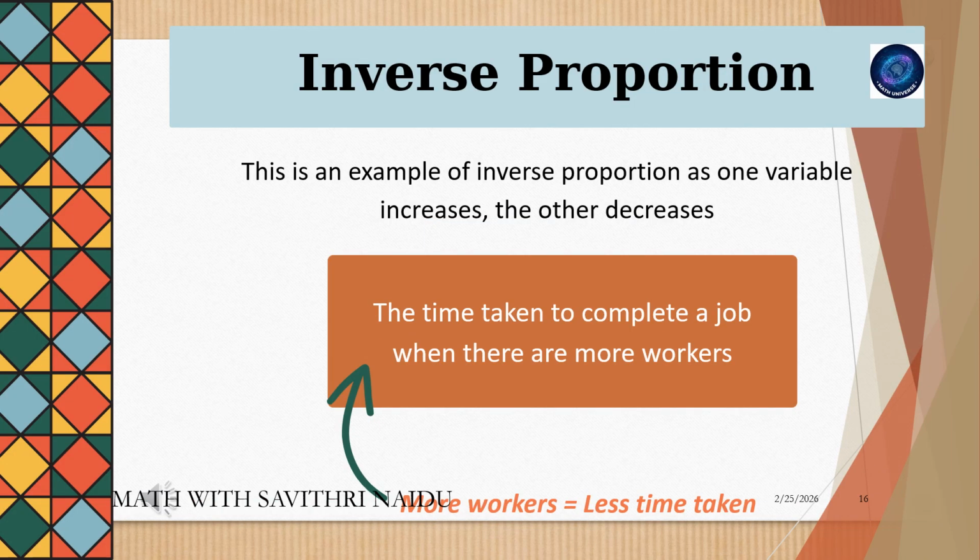Introduction to inverse proportion. Now, we move to inverse proportion. Here, when one quantity increases, the other decreases. For example, more workers completing a job means less time is needed. This opposite variation forms the basis of inverse proportion.